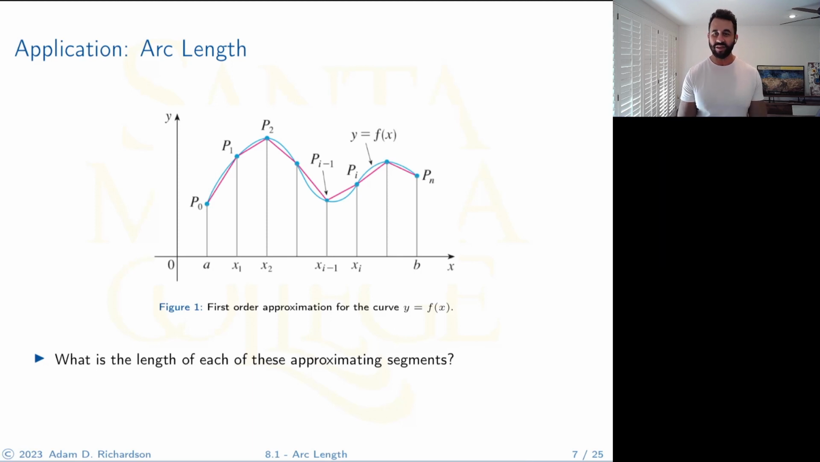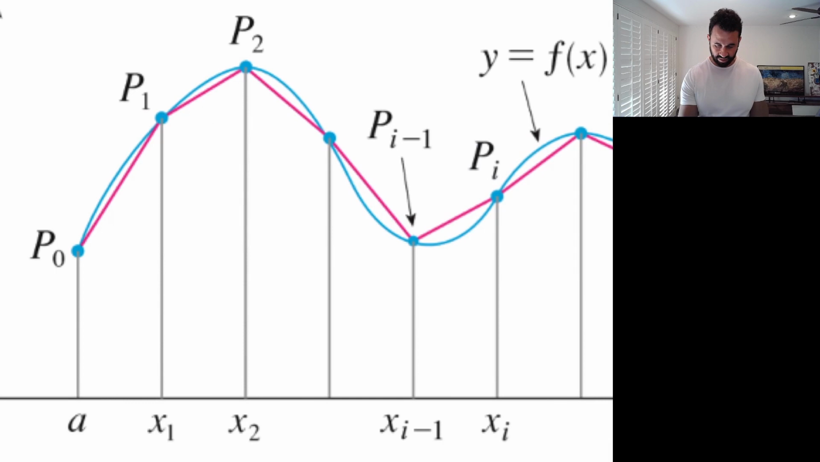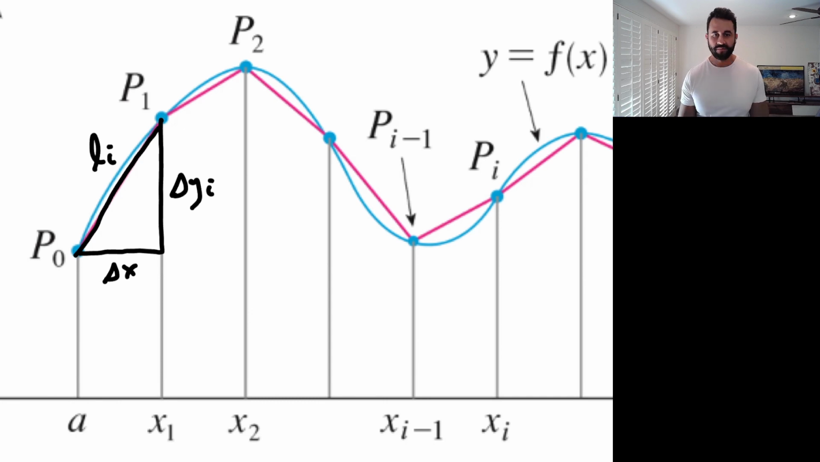All right, so if you were thinking distance formula, you were correct. The distance formula, which is just the Pythagorean theorem. So we can use the Pythagorean theorem to find those lengths. What we're essentially going to do is create a right triangle like so, where this is delta x and this is delta y sub i. That'll depend on where we are. Once we know that, we can find this length. Maybe I'll call the length L sub i.